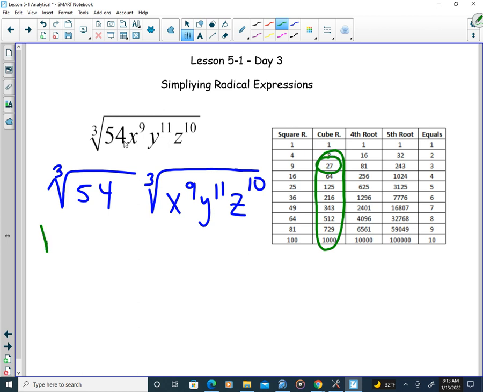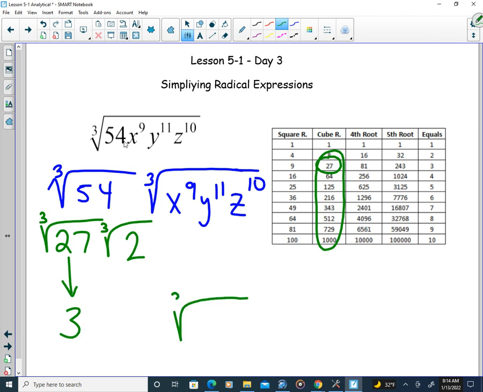So I can break the cube root of 54 down to the cube root of 27 times the cube root of what? Well, how many times does 27 divide into 54? 2 times. So, what is the cube root of 27? The cube root of 27 is 3. We don't know what the cube root of 2 is, so I need to leave the 2 under my radical. And now I'm going to do the variables.